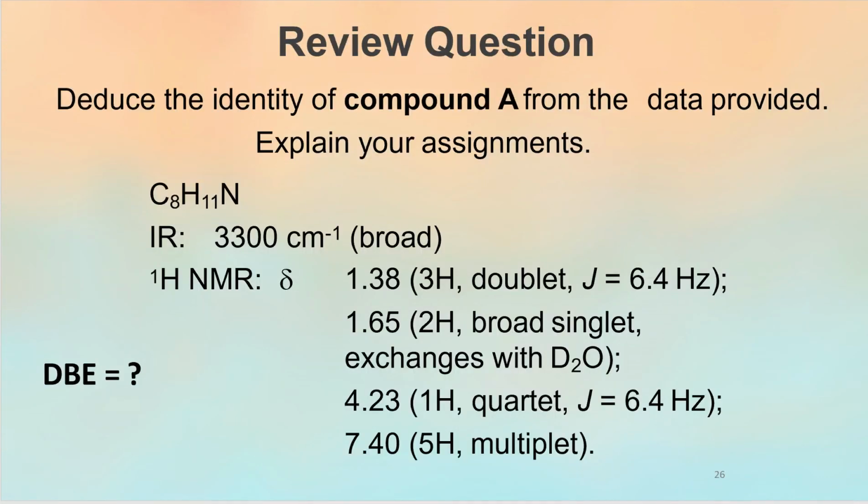And so finally, we have a review question. Deduce the identity of compound A with the data provided. Explain your assignments, right? So first, you use the molecular formula, calculate your DBE, use your IR data, right? And use your proton data seen here. And try it. So that is where we end for today.